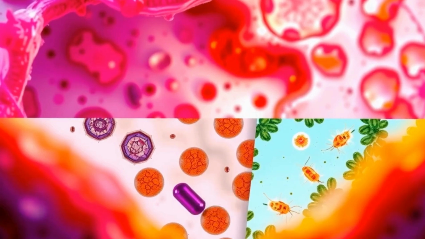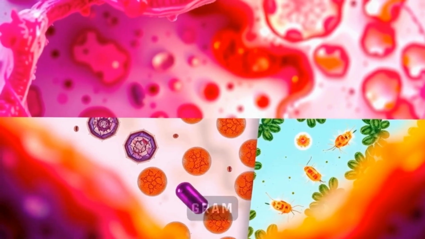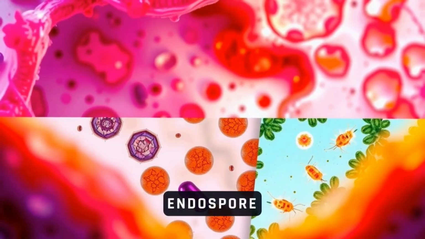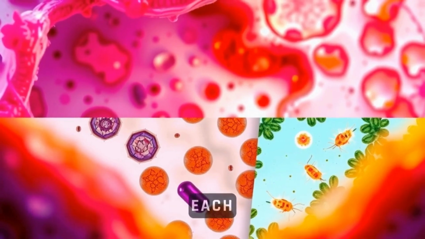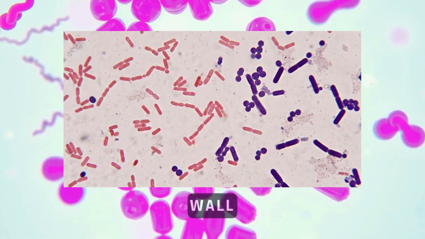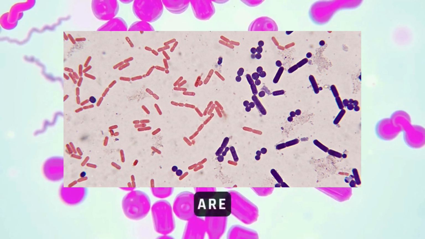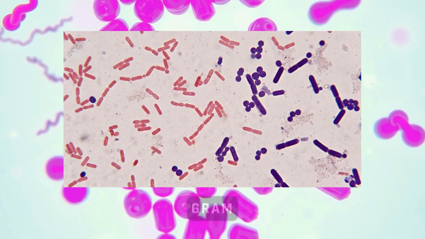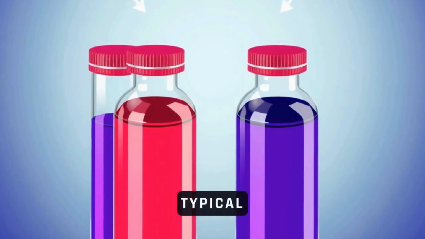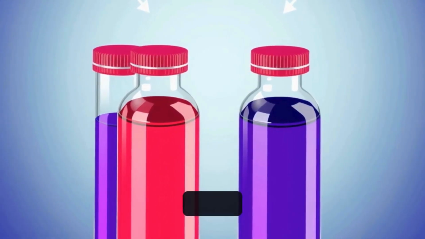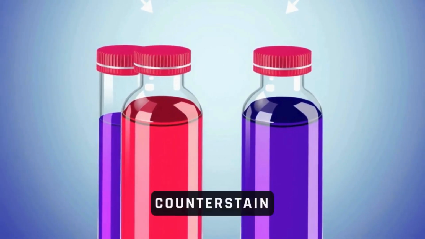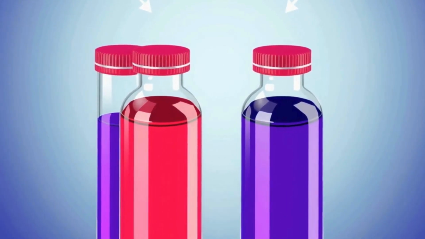Let's examine 4 essential staining methods: gram staining, acid-fast, capsule, and endospore staining, and when to use each. Gram staining differentiates bacteria by cell wall structure. Results are gram-positive purple or gram-negative pink after counterstain. A typical gram sequence is crystal violet, iodine mordant, alcohol decolorizer, then safranin counterstain for clear differentiation.